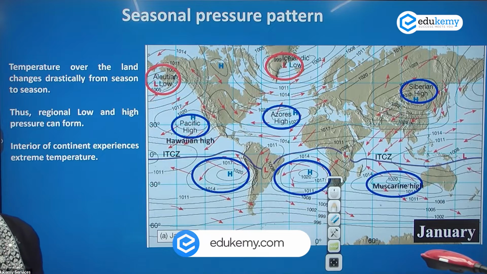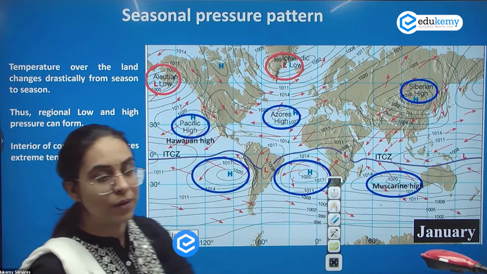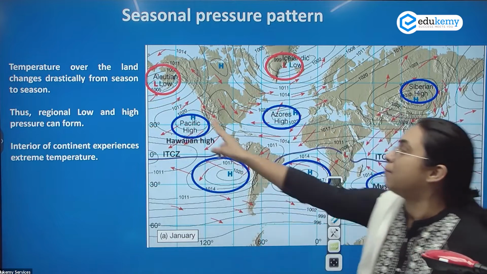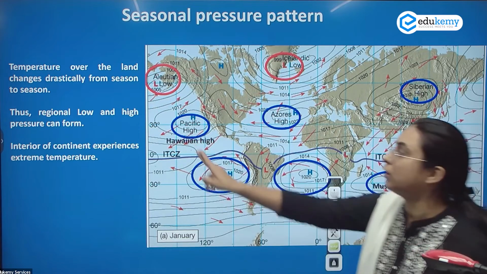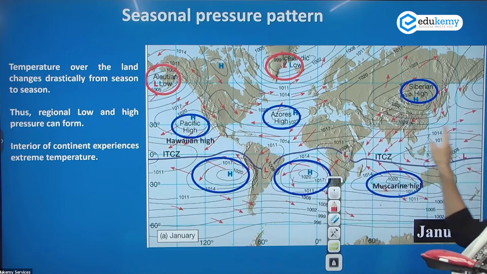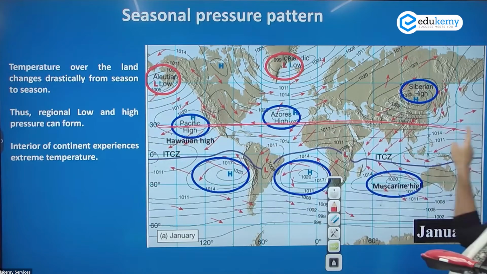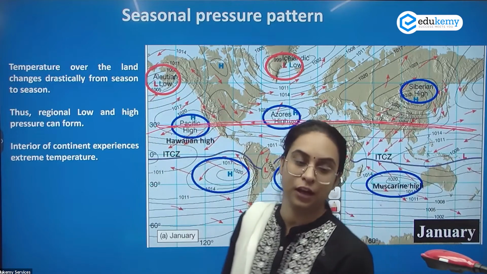In reality, you don't have belts. In reality, we have pressure cells, like this. You will have the Pacific high pressure cell. You will have the Azores high pressure cell. At 30 degrees, what was he saying? You have a high pressure belt. That was what Ferrell was saying.